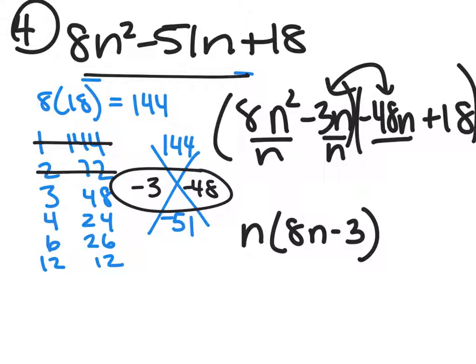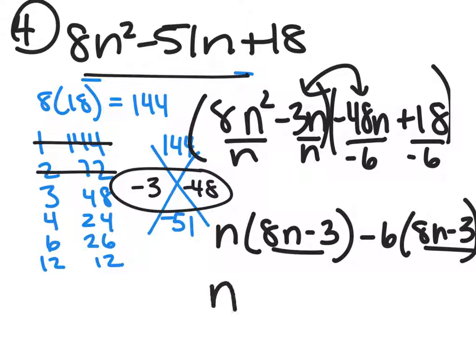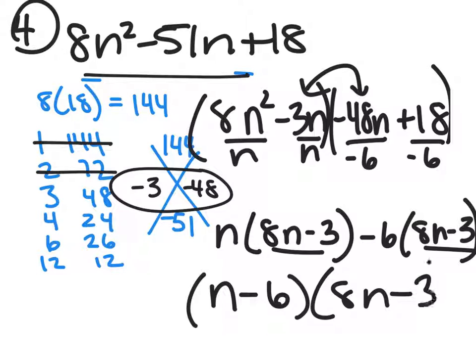And then we look at the next two. Well, they don't have an n in common, but they do have a 6 in common. But I'm going to make it negative 6. And then from here, we've got negative 6, and it'll be 8n minus 3. So I'm trying to get it so the parentheses are the same. So if you have to divide by a negative, divide by a negative. Writing out my final answer, n minus 6, 8n minus 3. And we're done.